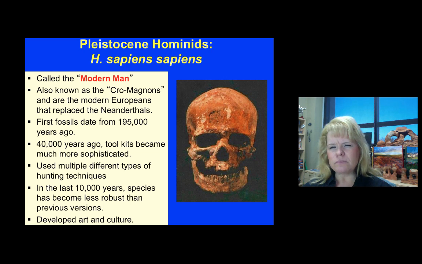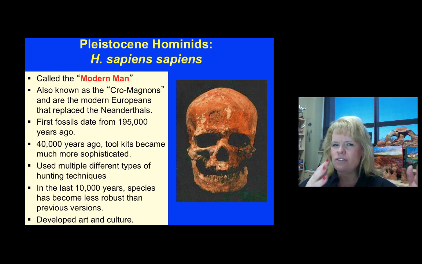These are the modern Europeans that replaced Neanderthals, or did they? The big question, did they? Because we do find traces of Neanderthal in people genetically. The first fossils date back to 195,000 years ago. So 30,000 years ago is the last Neanderthal. Then we find fossils of this guy 195,000 years ago.